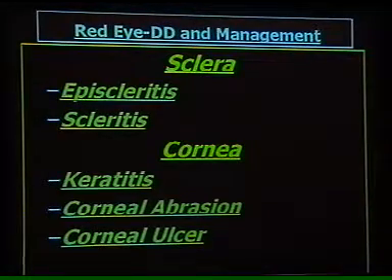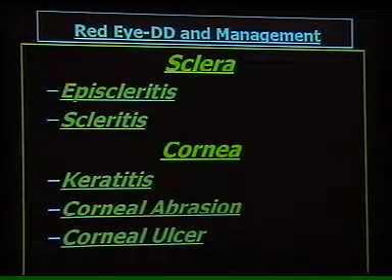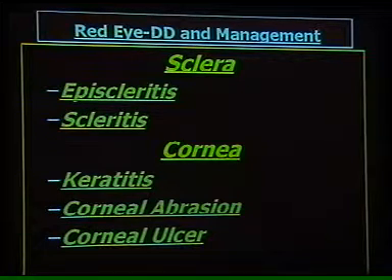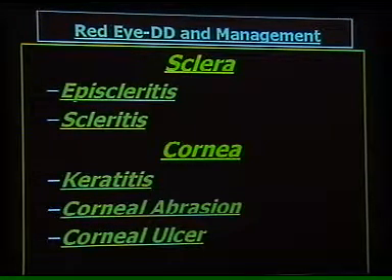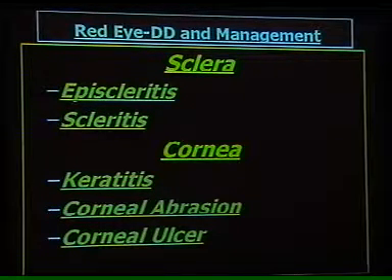Now sclera can lead to redness of the eye. If the pathology is in the episclera, it is episcleritis, and if it is in the deep scleral tissue, it is scleritis. Now one thing which should be remembered here is deep scleritis is not a simple disease. Whenever present, it is secondary to some chronic autoimmune process which is going on in the body.